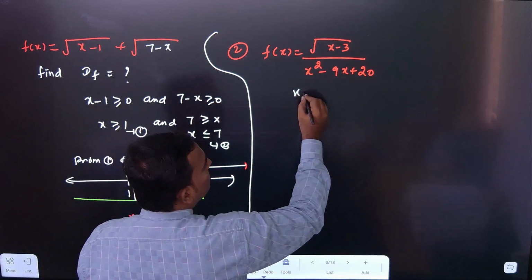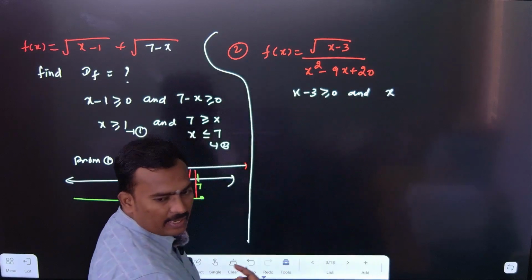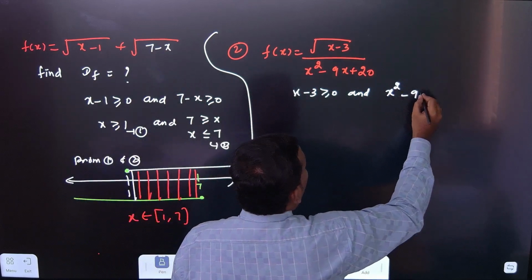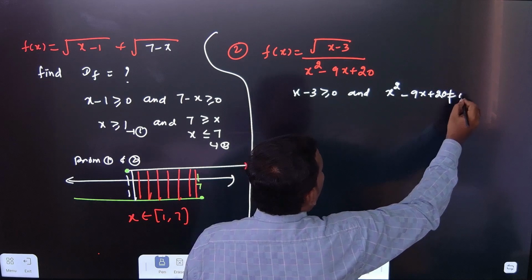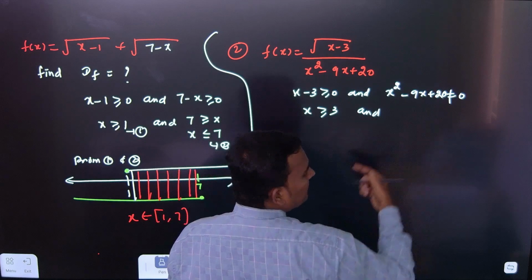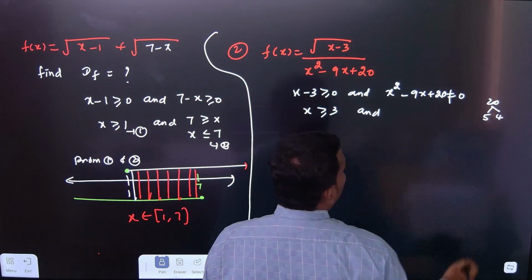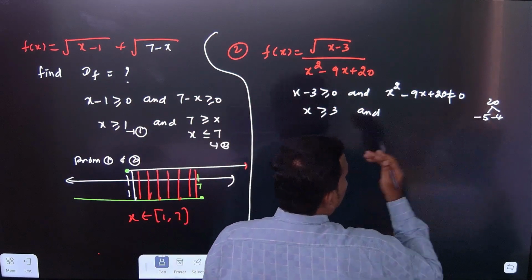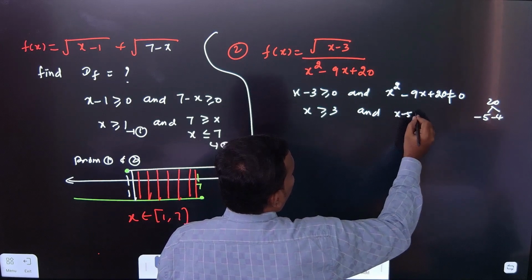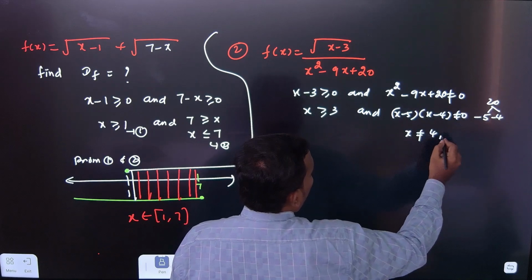So you can take that one. Okay, x minus 3 is greater than or equal to 0, and one more thing, the denominator: you can see 1 by f of x is there. The denominator never can be 0, right? So x square minus 9x plus 20 is not equal to 0. That means x is greater than or equal to 3. The product is 20, the sum is minus 9. So you can see 5 into 4 we can write, minus 5 minus 4 we can write. Clear? Yes. So you can write x minus 5 into x minus 4 is not equal to 0. Therefore, x is not equal to 4 or 5.